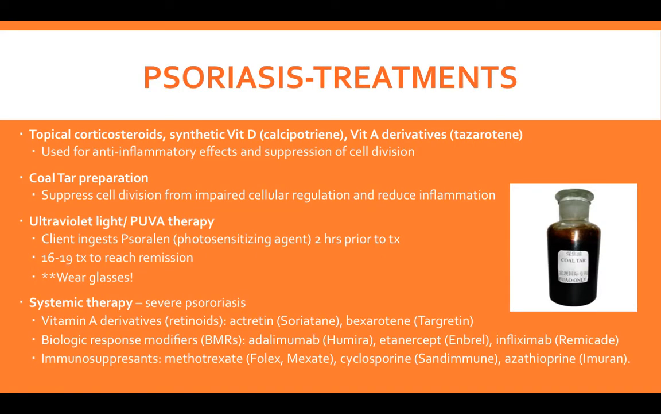So just briefly on the treatments, we can use corticosteroids, vitamin D and vitamin A derivatives for the anti-inflammatory effects and to decrease that cell division of your cells on your skin. We can use tar preparations also to decrease that cell division and to decrease inflammation. We can use UV light, otherwise known as PUVA therapy. The patient actually ingests psoralen, which is a photosensitizing agent, before the treatment.